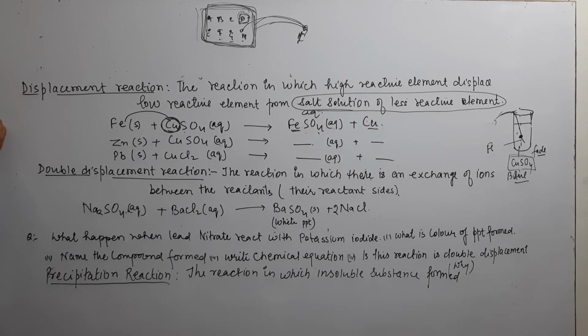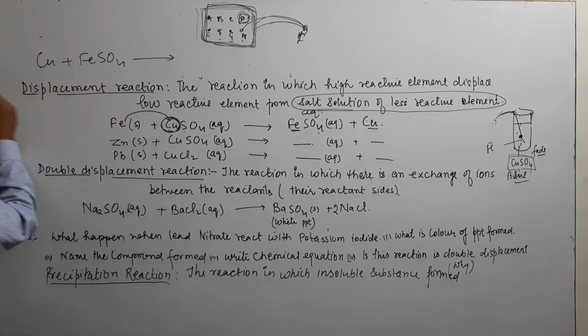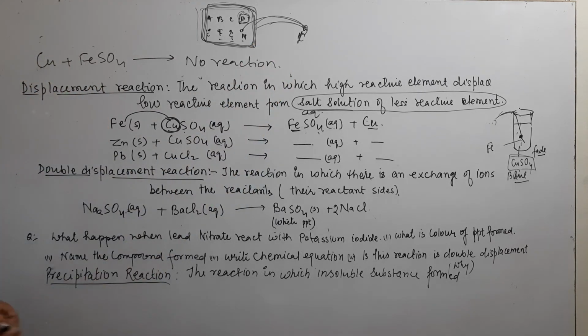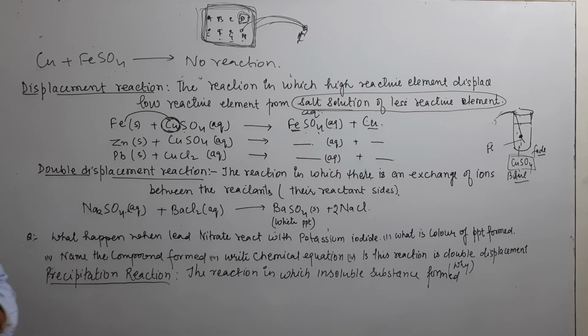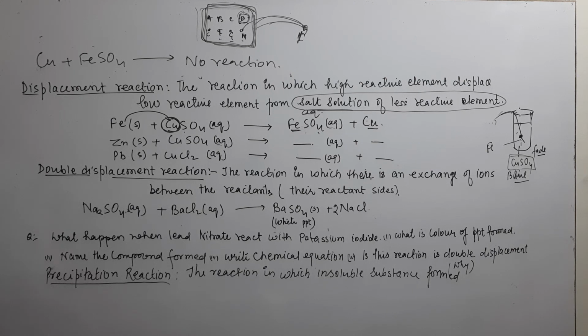And is it possible, Cu plus FeSO4, will the reaction take place? Now you know very well, iron is more reactive than copper, but when copper reacts with iron sulfate, no reaction will take place. Why? Because copper is less reactive than iron, it can't displace iron from its compound. Now copper cannot remove iron from its compound.